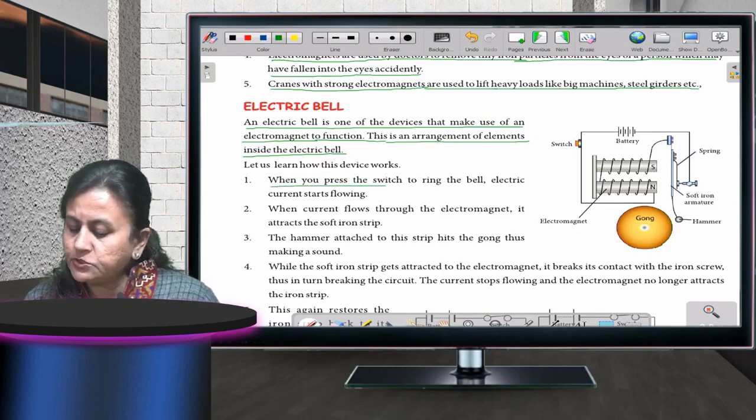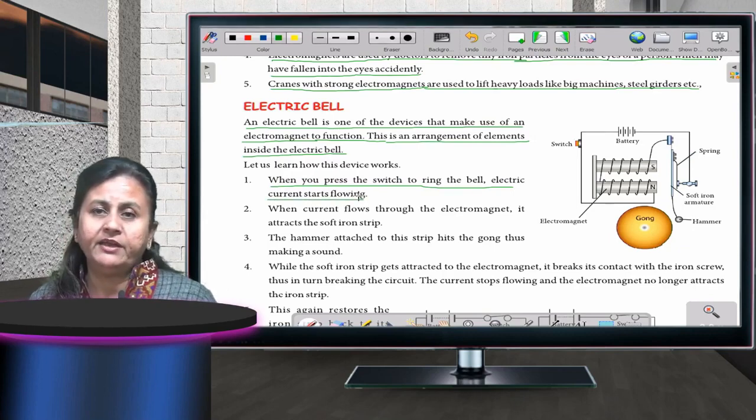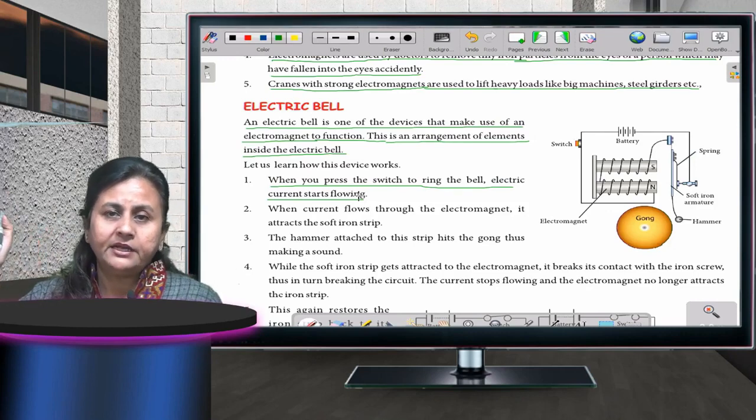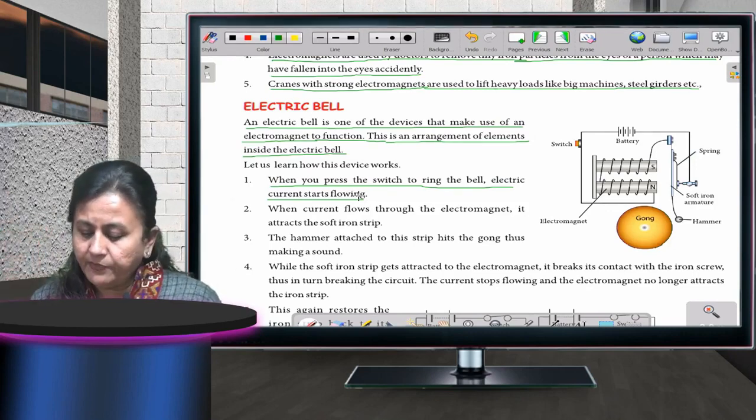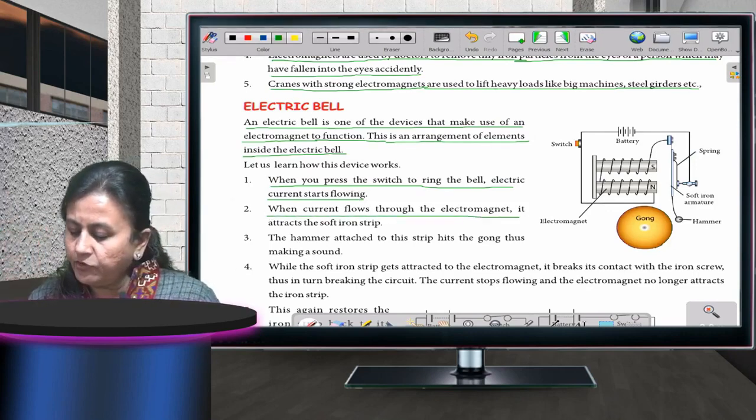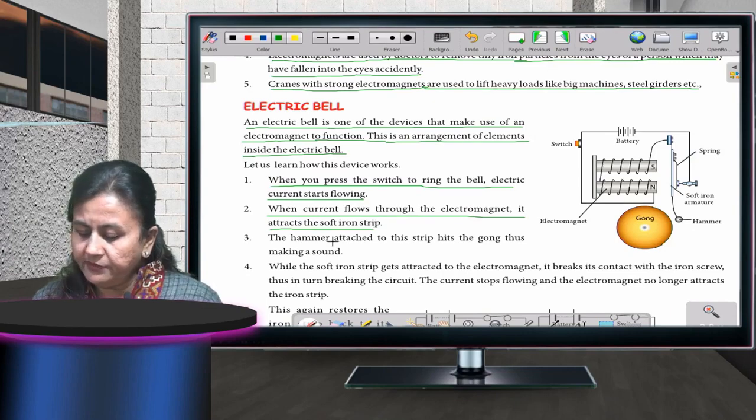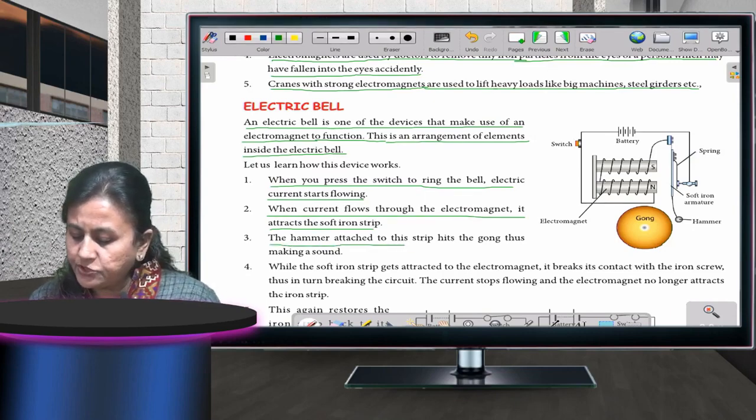When you press the switch to ring the bell, the electric current starts going. Whenever someone pushes the switch, what happens? The electric current starts moving. Now, when current flows through the electromagnet, it attracts the soft iron strip. Okay, fine children. Then, the hammer attached to the strip hits the gong, thus making a sound.